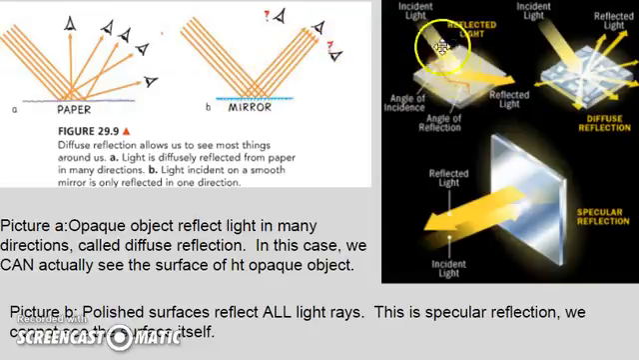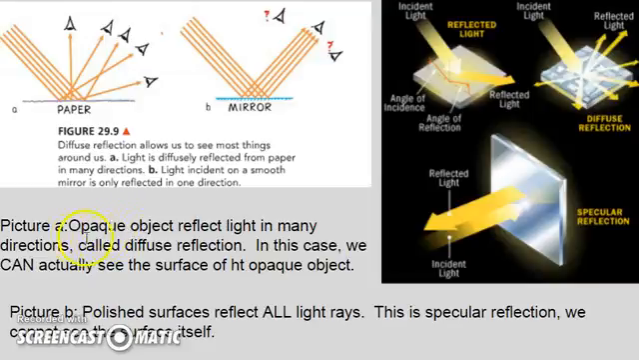So here's a good picture that kind of puts it all together. Reflected light, this is a mirror. This is where we apply the law of reflection. So here we're looking at specular reflection. It bounces back in the same direction it was coming from. And here we have diffuse reflection. It's scattering the light in different directions.